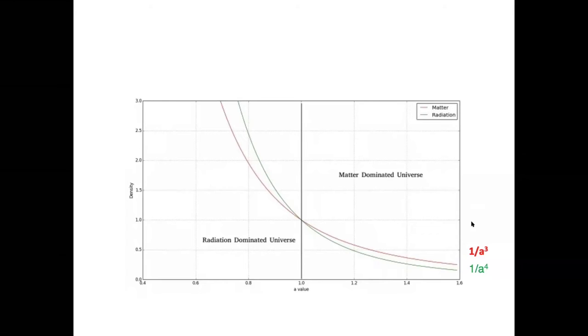So here you have the behavior, the fall with a to the cube, that's the red one for matter, and the fall with a to the 4, that's the green one here for radiation. The present density of radiation is very, very small, much, much less than the density of matter. But notice that as you dial back the clock and the scale factor becomes smaller and smaller, eventually radiation would take over and become the dominant force driving the evolution of the universe because of this fall of a to the 4 instead of a to the 3.